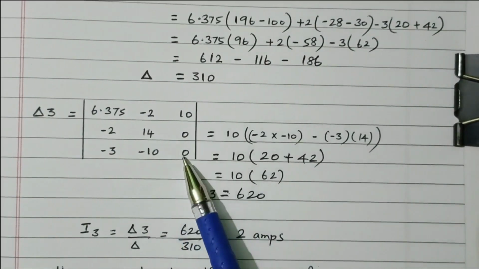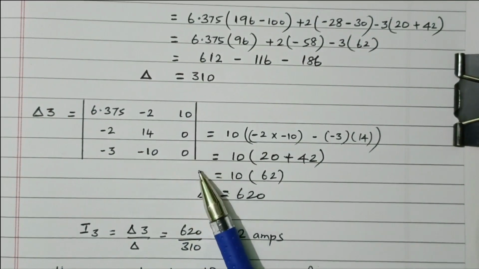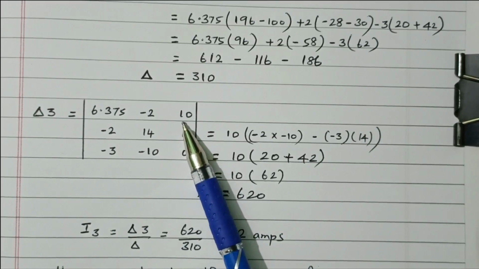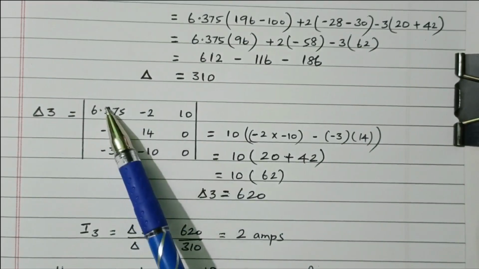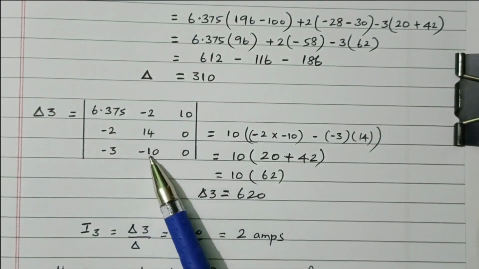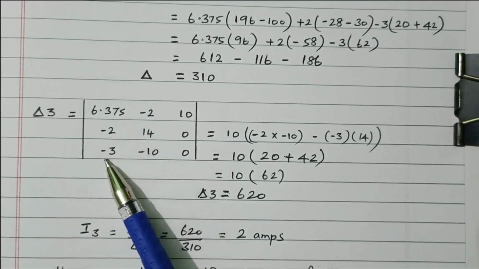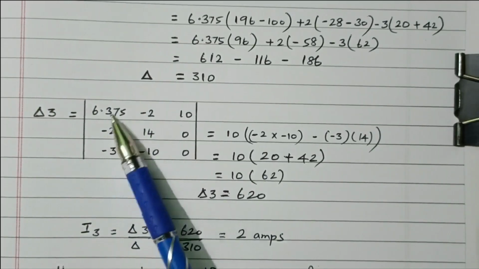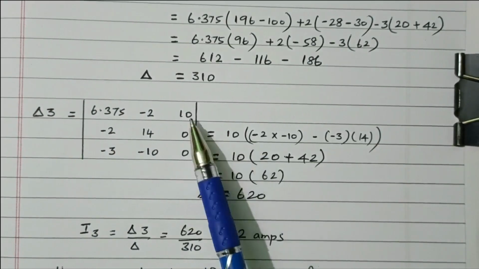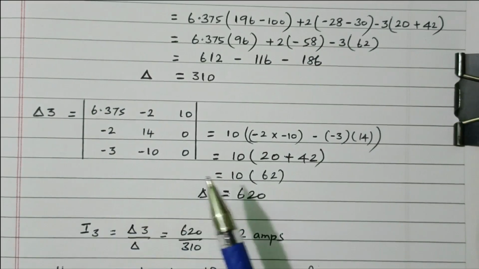So the third column is now replaced with the voltage matrix 10, 0, 0. Now we will take this 10 because these two elements are 0. We will take 10 alone. In the previous case we proceeded with the normal procedure. Now we will take 10. If you take 10, you have to multiply these two: minus 2 into minus 10, minus of 14 into minus 3. These two elements are 0, so totally we will get 0 only. So 10 into these two elements multiplied, minus these two elements multiplied.